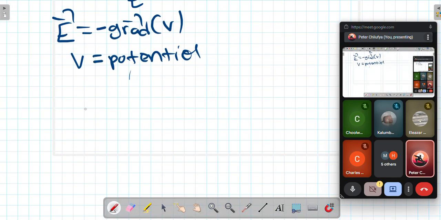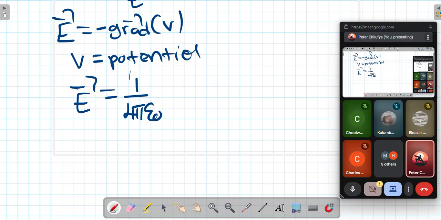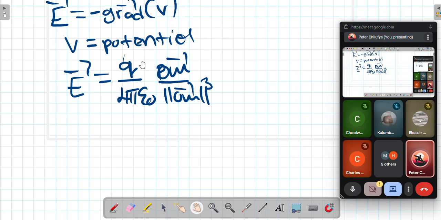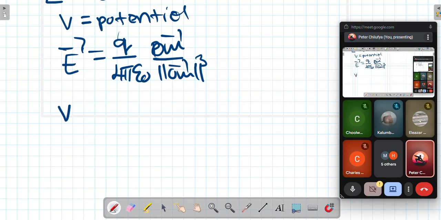So far we've established that E is equal to, if you remember, 1 over 4 pi epsilon 0. I might ask you to give me the formula for E with a charge Q, and then the vector OM over its magnitude to the power 3. We learned how we came up with this formula according to Coulomb. Then V is not a vector, V is a scalar. This electrostatic potential is not a vector.